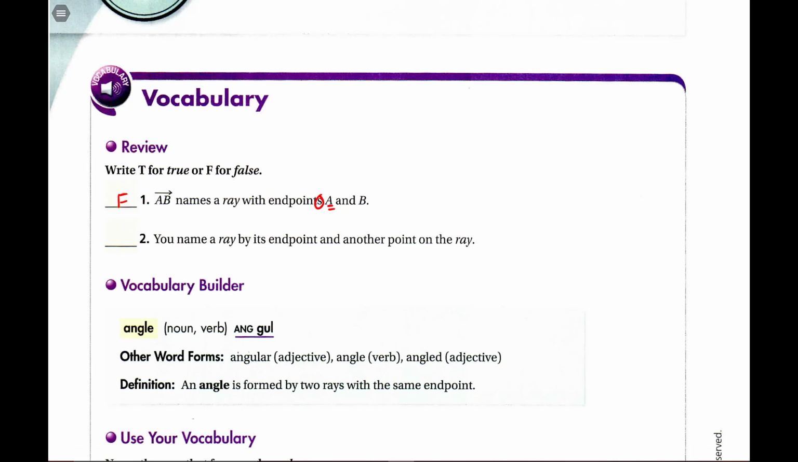Number 2, you name a ray by its endpoint and another point on the ray. That is true. So if we were talking about ray AB, it would look like this. That ray would extend through B and continue on infinitely in the other direction.